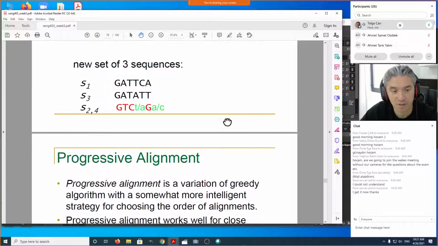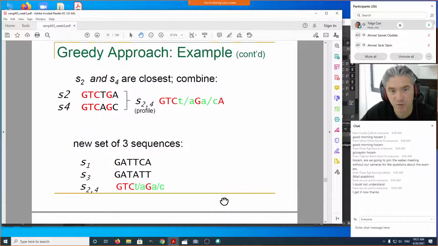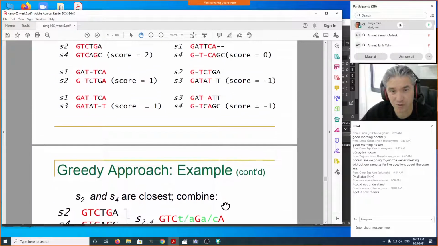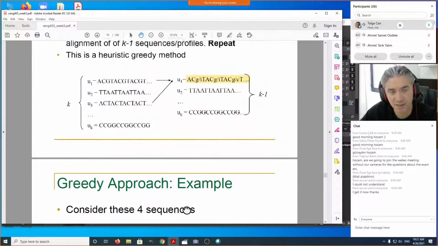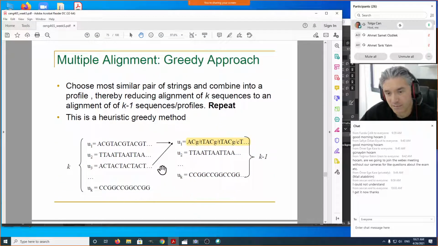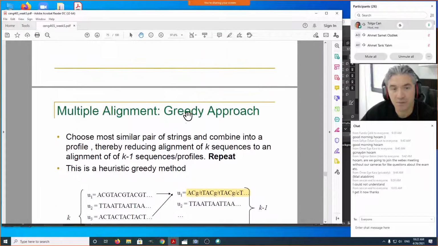It's a really short sequence. Okay, so this is the greedy approach, the first algorithm that I'm going to show you. And it basically again uses pairwise alignments to build a multiple sequence alignment.